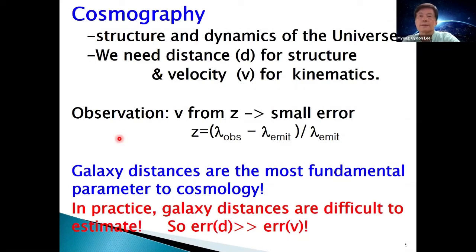On the other hand, galaxy distance is a different matter. I like to argue that galaxy distance is the most fundamental parameter in cosmology, because without distance, you cannot do anything in modern cosmology. However, in practice, galaxy distances are very difficult to estimate. It's possible, but often the errors are large. So in general, the errors of distances are much larger than errors of velocity measurement.